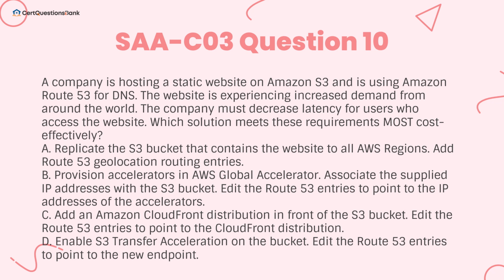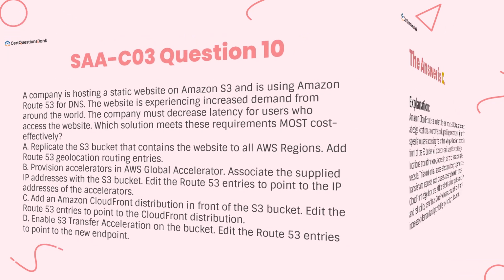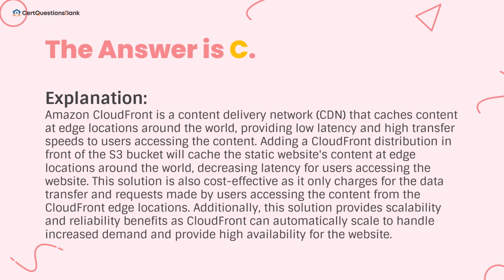C. Add an Amazon CloudFront distribution in front of the S3 bucket. Edit the Route 53 entries to point to the CloudFront distribution. D. Enable S3 Transfer Acceleration on the bucket. Edit the Route 53 entries to point to the new endpoint. The answer is C.